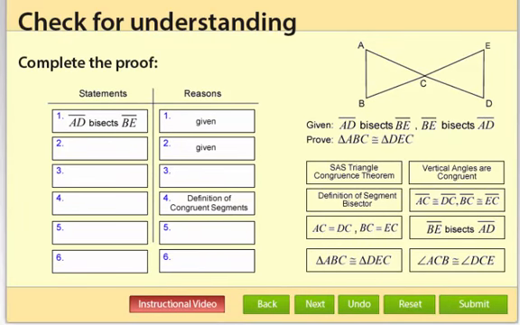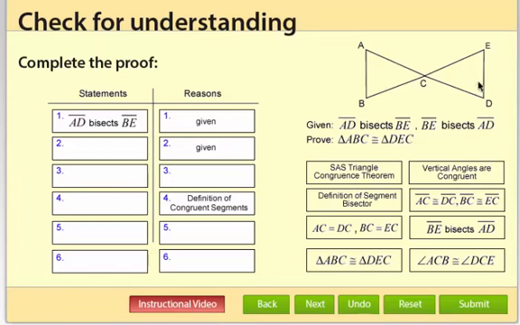Complete the proof. Here we are given segment AD bisects segment BE, and that segment BE bisects segment AD. So these two diagonal segments bisect each other. And we're going to prove based on that the triangle ABC is congruent to triangle DEC.